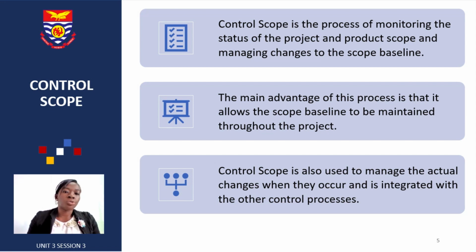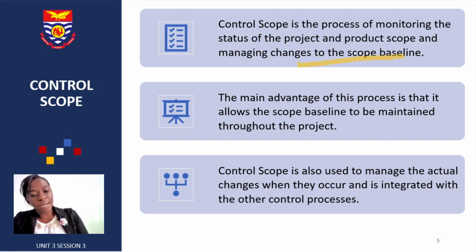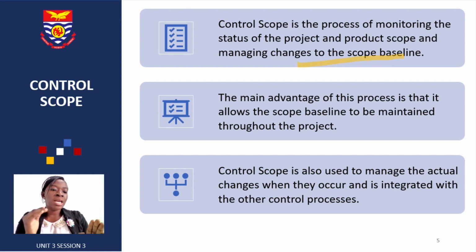Control scope is the process of monitoring the status of the project and project scope and managing changes to the scope baseline. Whenever you hear control, what should come to mind is, yes, we set out to do A. Now we are doing B. We need to find out, is B in line with A, or has B gone off from A? If it's in line with A, then we have to do things that will help it continuously stay in line and meet that target. If it's gone off, then we need to look for ways to bring it back on board to go in the right direction.